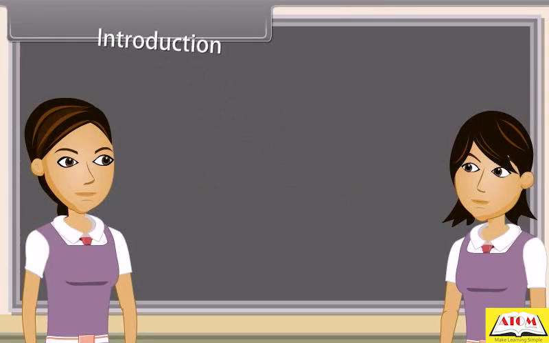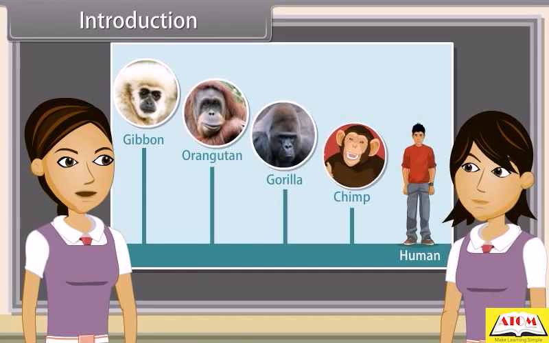Hey Sunita, look at this chart. What can you observe from this chart? It depicts that human, chimpanzee, gorilla and two other animals possess some similarities and differences. Yes. What is the basis of these similarities and differences? They have a similar body structure.